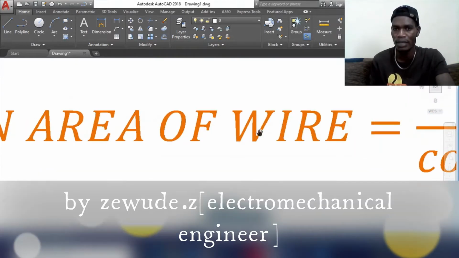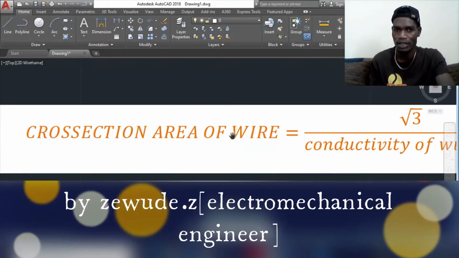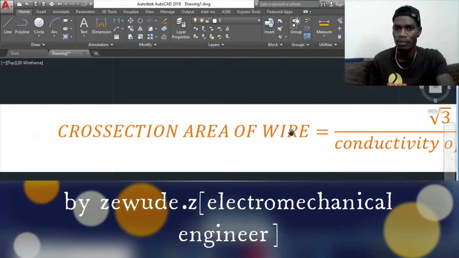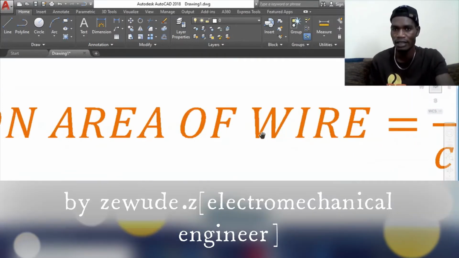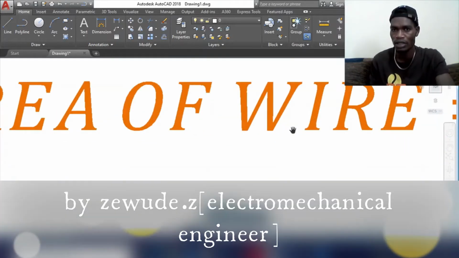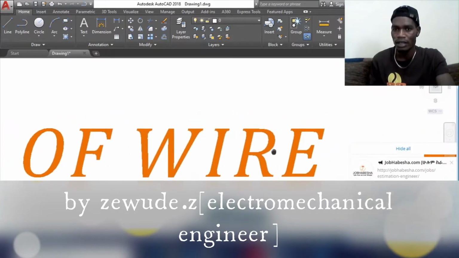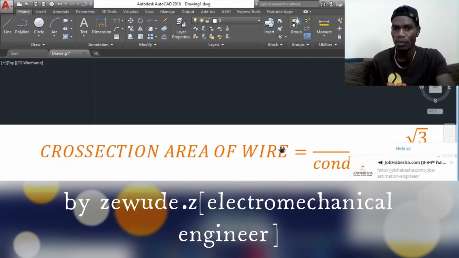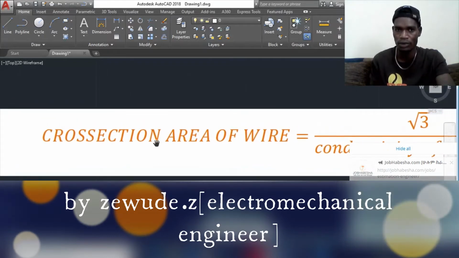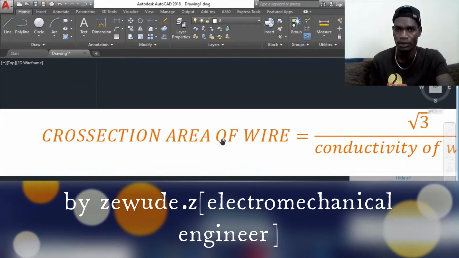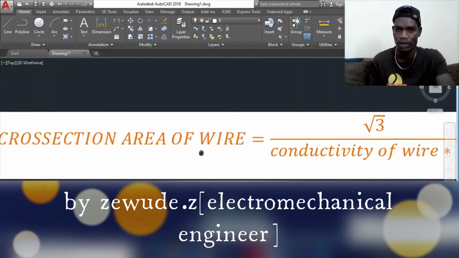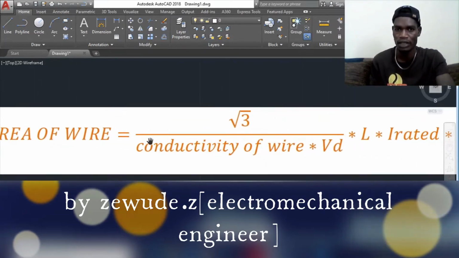Wire gauge in the American numeric system, cross-sectional area in millimeter square in some European and Asian countries, and in our country Ethiopia. We are using this wire in the wrong position. So today in my episode, I'm going to share with you how we are going to use this application or this equation in our real life system. Let me give you a brief introduction about this system.